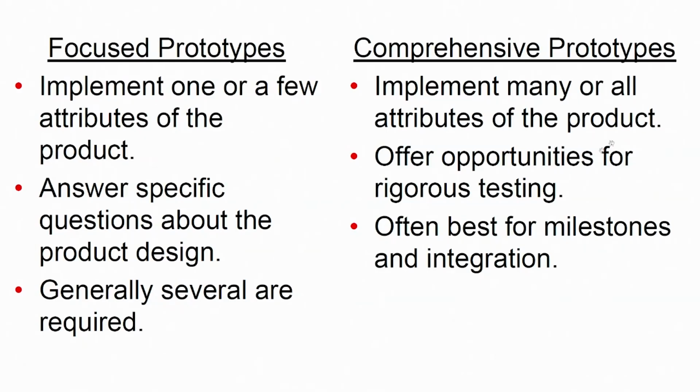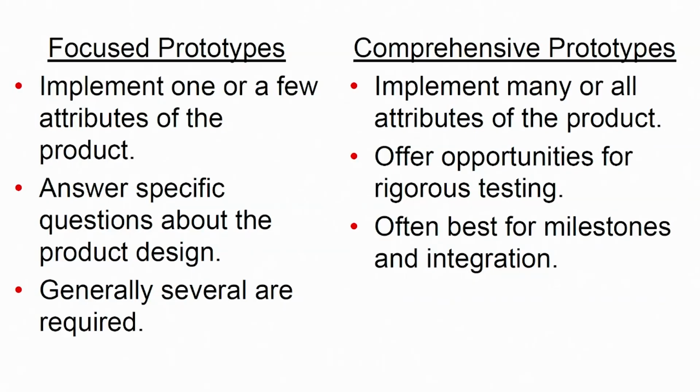A comprehensive prototype implements many or all attributes of the product. So, if everything, it has a small switch here and so on, many or all the attributes of the product can be checked. Similarly, opportunities for rigorous testing, including what will happen if it is dropped, how well does it slide into a cover. So, we have these issues of saying often best for milestones and integration.